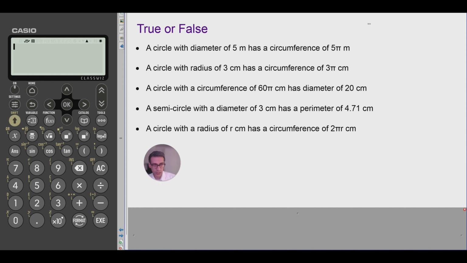Okay, so we know that circumference equals pi d. If the diameter is 5, we're going to do 5 times pi, so this is true.